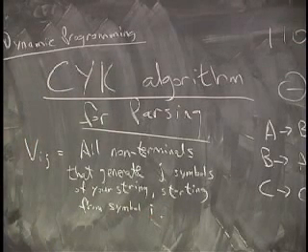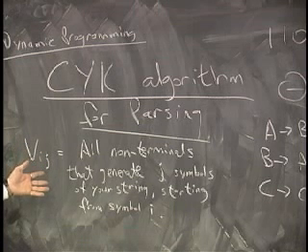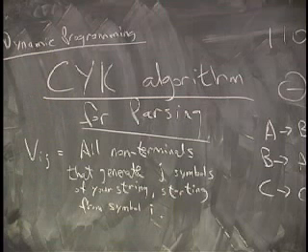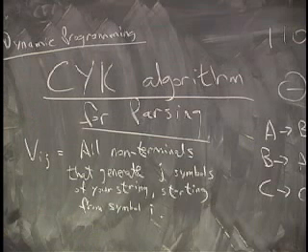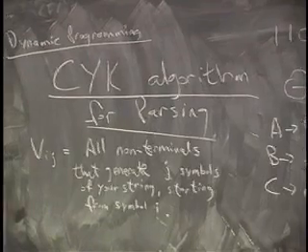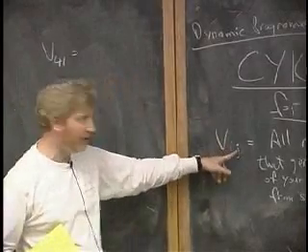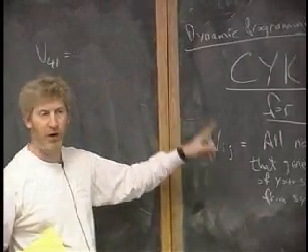Okay, we need that notation because this is going to give us a way to identify every single piece of this string and which non-terminals can generate it. For example, let's do a particular example. Let's do V 4-1. V 4-1 are all the non-terminals that can generate one symbol starting at position 4 of this string.